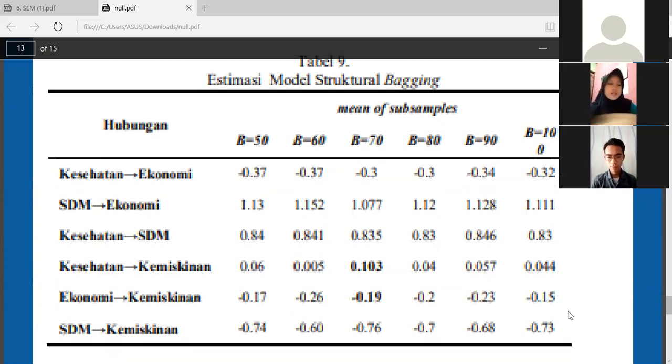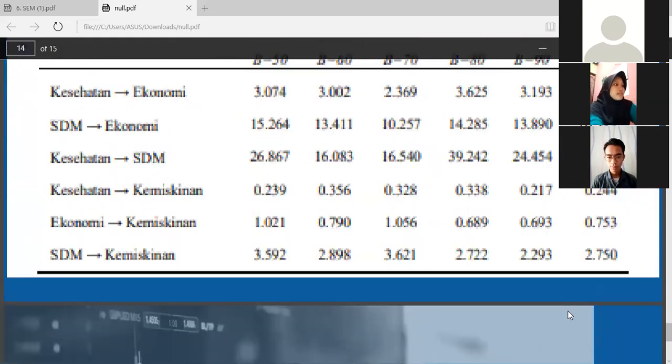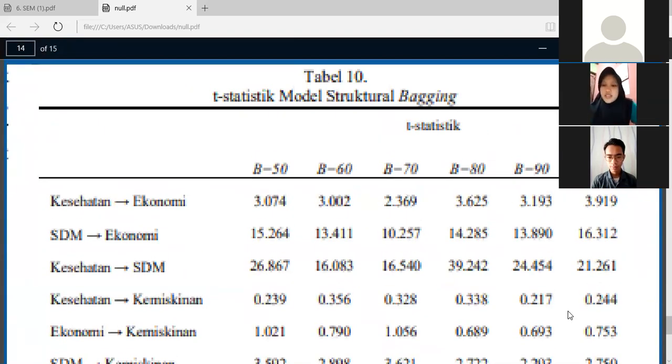Next, Table 10. In Table 10, the statistic values tend to be the same, where the significant relationships are between health and economy, human resource to economics, health to human resource, and human resource to poverty. Okay, I think that is enough explained by me. I'm going back to the moderator.